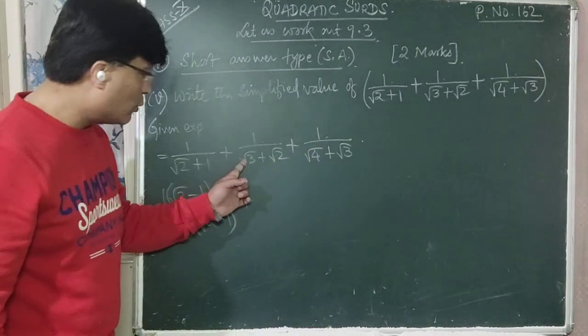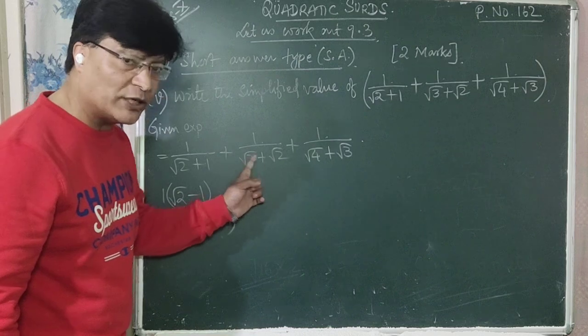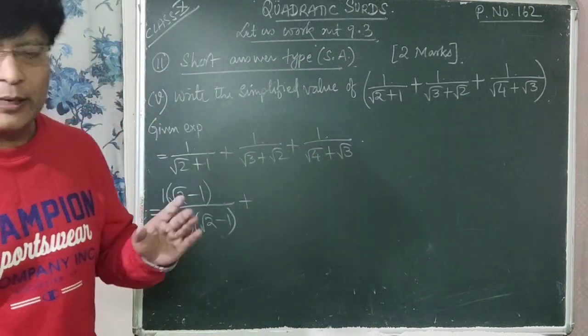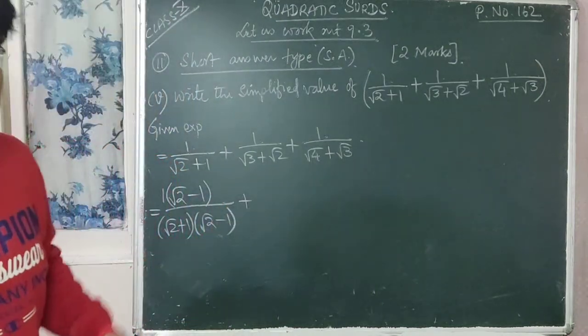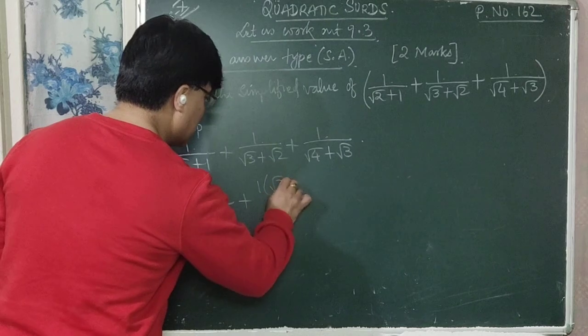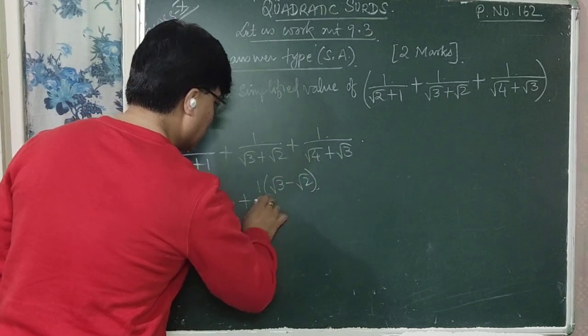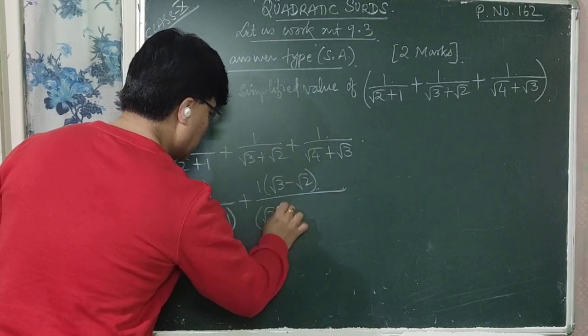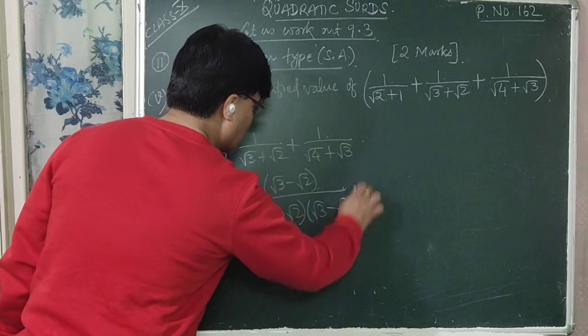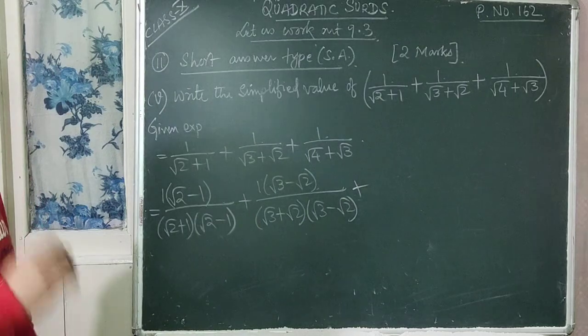Plus, similarly, what is the rationalizing factor of root 3 plus root 2? It is root 3 minus root 2. That means you have to multiply both numerator and denominator by root 3 minus root 2. So 1 into (root 3 minus root 2) divided by (root 3 plus root 2) into (root 3 minus root 2), plus. What is the third one?